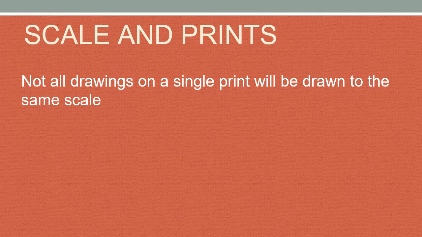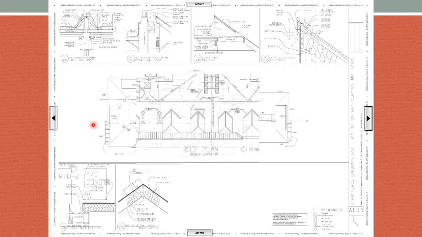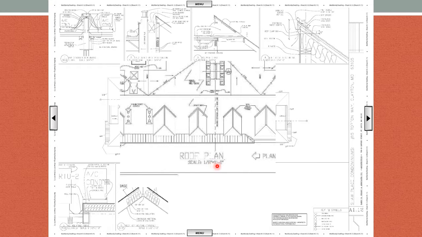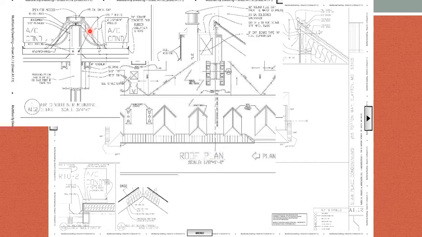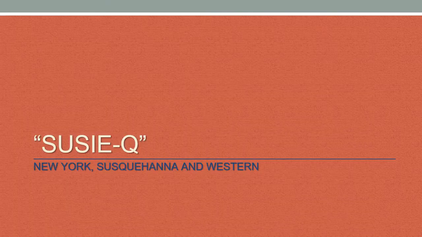Keep in mind that not all drawings on a single print will be drawn to the same scale. Here's an example from the multifamily dwelling in the text. If you look at this area here, you see it's to a scale of 1/8 of an inch equals 1 foot. In this corner here, it's to a scale of 3/4 inches equals 1 foot, and these rooftop units here show a scale of 1 1/2 inches equals 1 foot. Again, always read the plan for those scales.